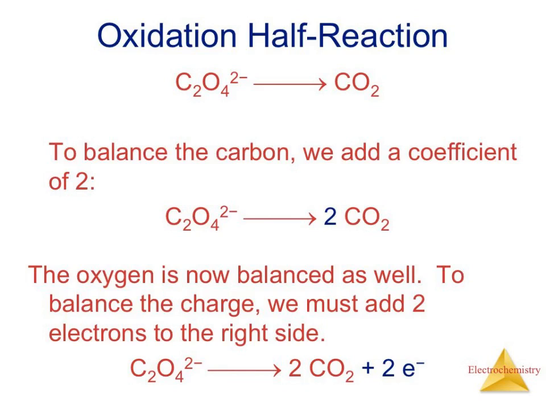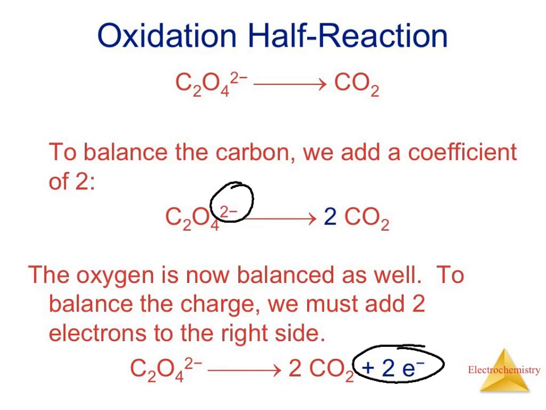Now we have to balance charge, because right now we've got a 2 minus on this side and nothing on the other side, and that's not okay. The law of conservation of mass says that we need to conserve electrons as well as atoms. So what we have to do now is add 2 electrons to the right side, and that will balance out our charge.